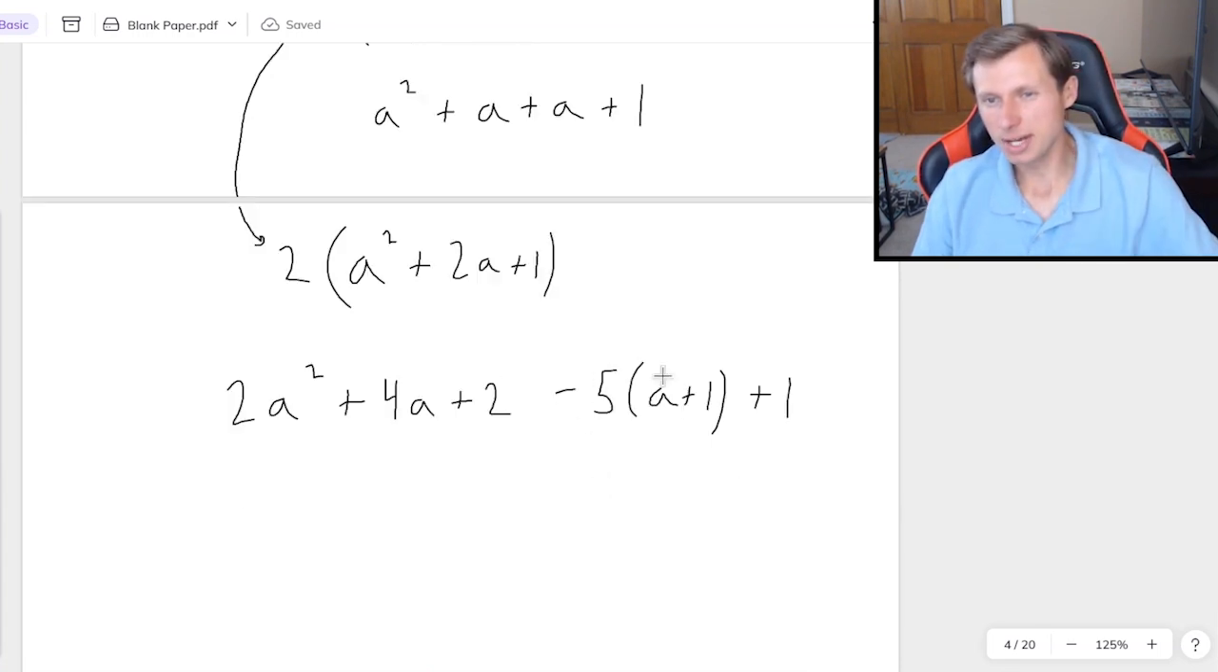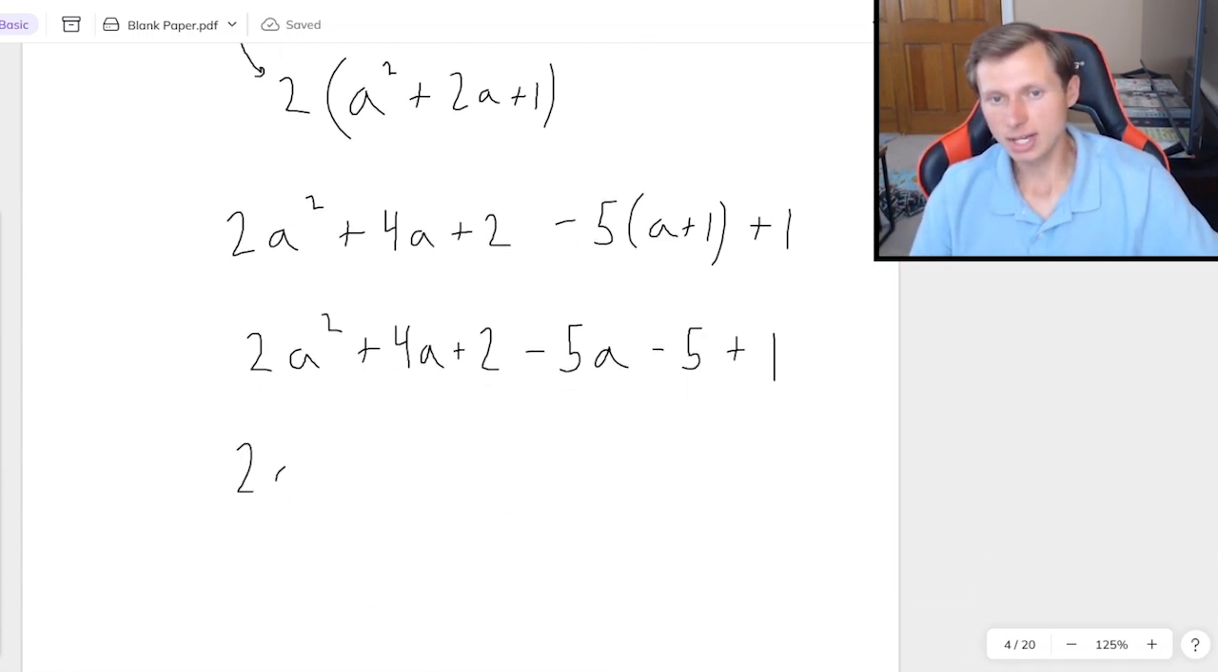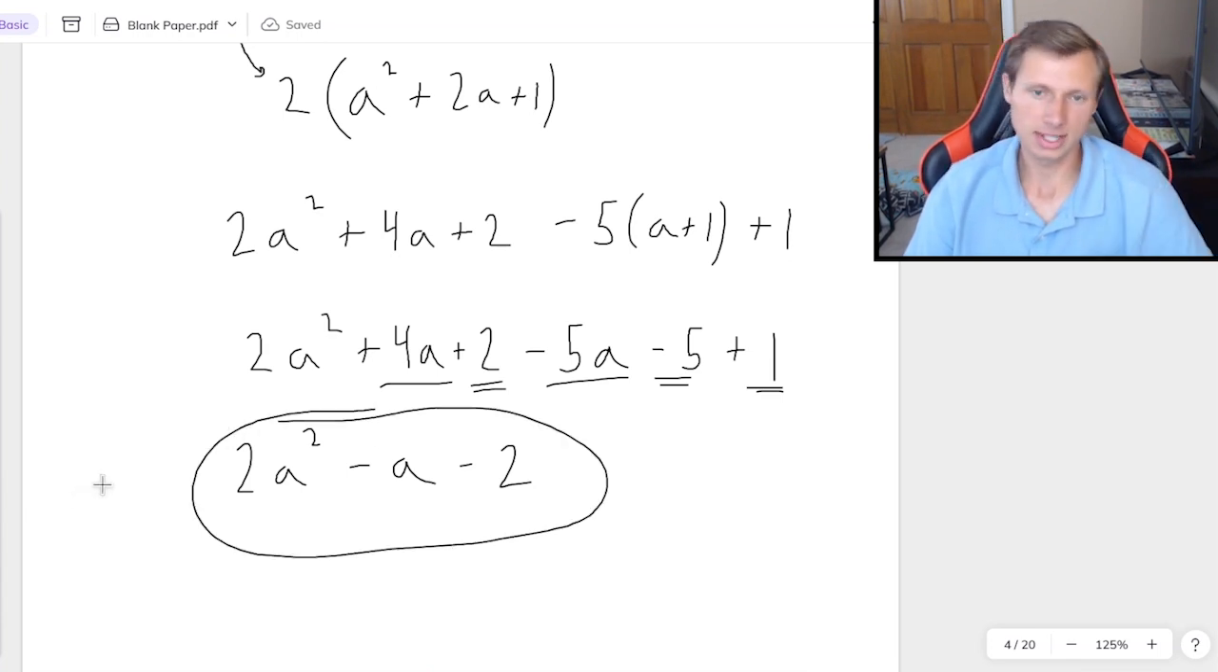So now distributing the minus 5 to both of these terms, it would be minus 5a minus 5 plus 1, and then still the part out front. And now it's just a question of reducing. The 2a squared cannot reduce with anything. We have 4a minus 5a, which will just get me minus a. And then the 2, the negative 5, and the plus 1 will get me negative 2, or just minus 2. And here is our final answer.